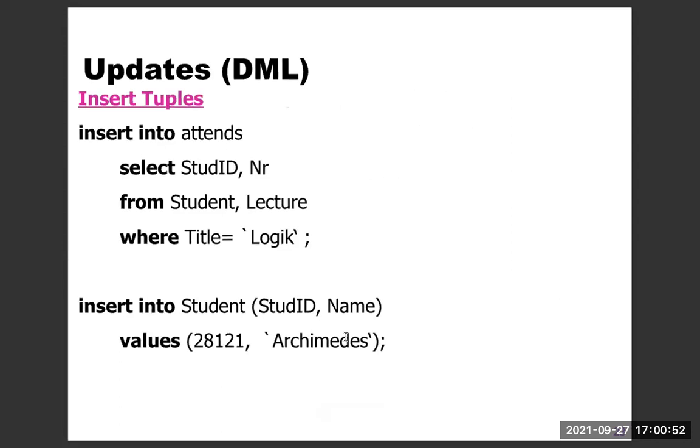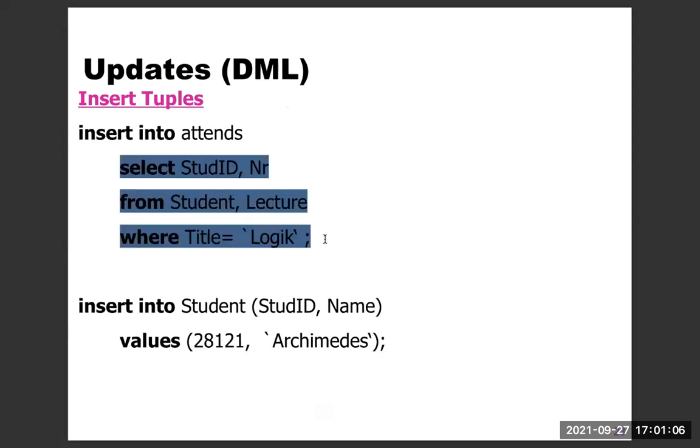How to put data into tables? We have the insert operator or command, in the form insert into table name. One option is select some query, and the query result will be inserted into the table. The other way is a literals list prepended with the keyword values. So insert into student, stud ID and name, that's the list of fields, then the keyword values, and in round brackets, values for the fields.